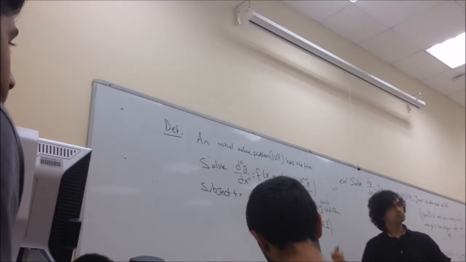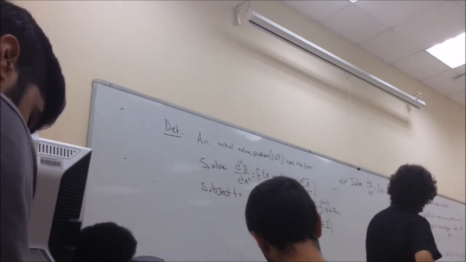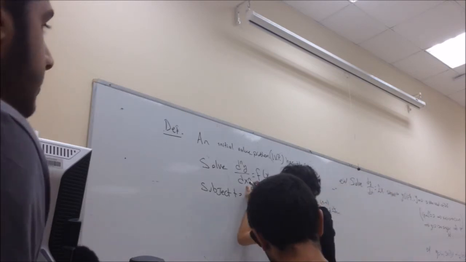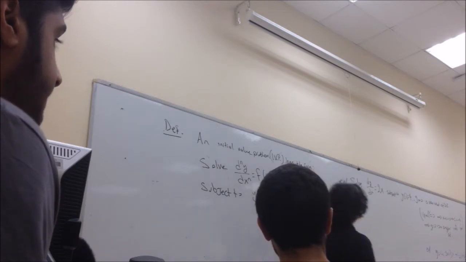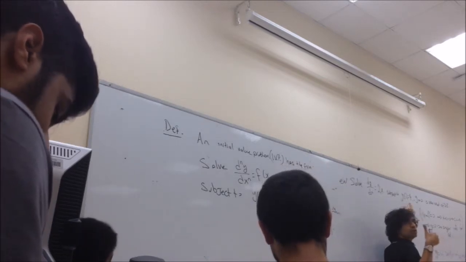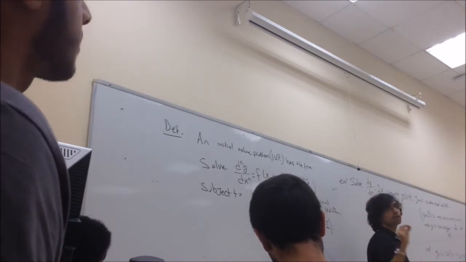For example, this is an IVP, an initial value problem. You have a derivative on one side. This is the highest order derivative, and it is equal to some function. And this is your condition. You only need one condition because this is an equation of degree 1. So this is an IVP.